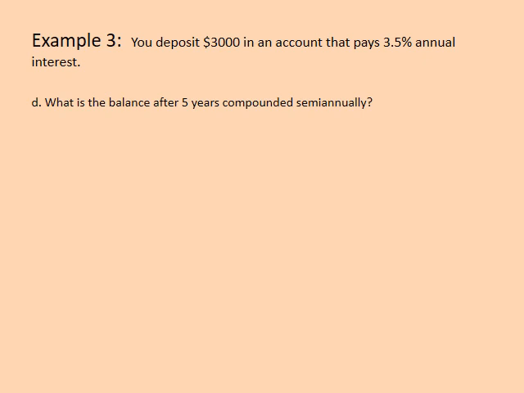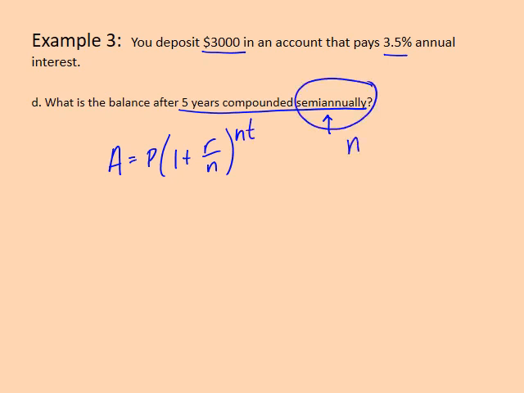Part D asks us, what is the balance after 5 years compounded semi-annually? There's actually a lot of things changing with this. Our principal remains the same, our interest rate remains the same, but since we're dealing with semi-annually, we need to return to this equation: A equals P times (1 plus r divided by n) to the nt. Since it's semi-annually, our n equals 2. So we need to just plug all the pieces in.